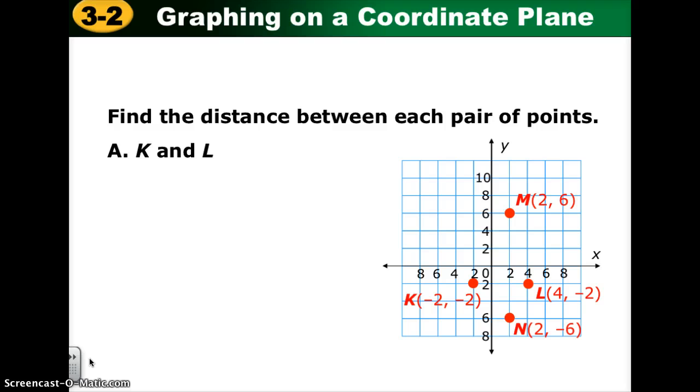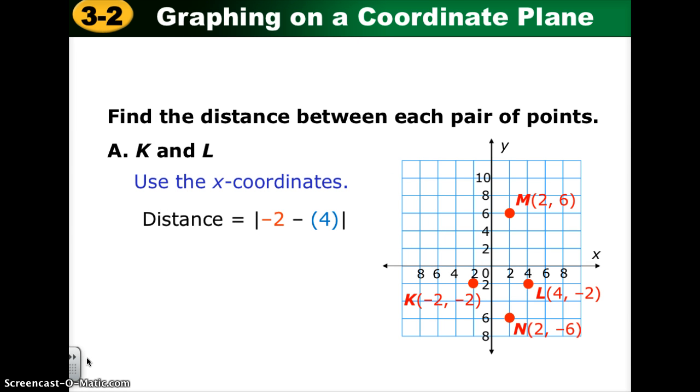Find the distance between each pair of points. We're looking for the distance between K and L. You can see that the graph they're counting by 2's as we go along. So if I want to count from K to L, I can either look at the difference between the two values, which are the x values, and take the absolute value, because distance is always positive, so we take absolute value to measure distance, and find out that they are 6 apart. Or I can simply count 2, 4, 6.